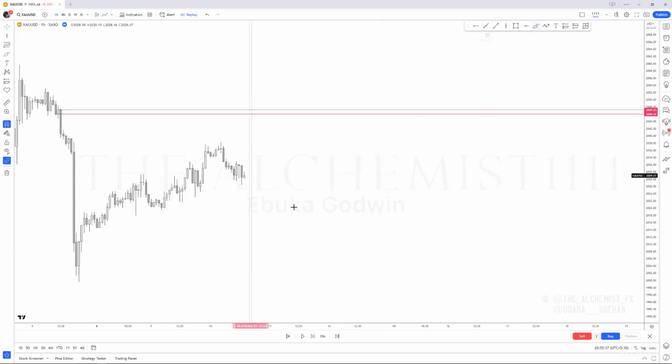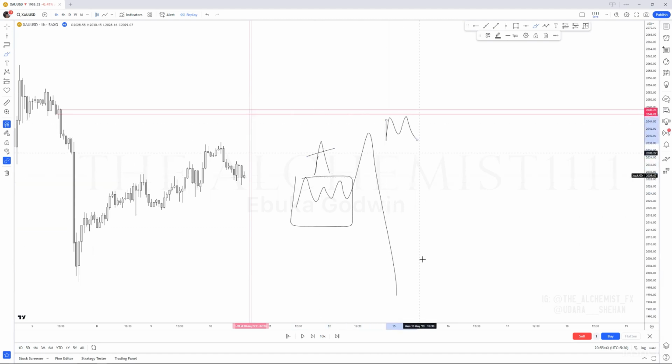Like Asia gets taken out by London. This is the power of three, right? Accumulation and then manipulation and then distribution. So normally, let's say we had Asia here. Let's say we have a higher time frame key level here. Then what we should do is draw a trend line so that the timing is perfect.